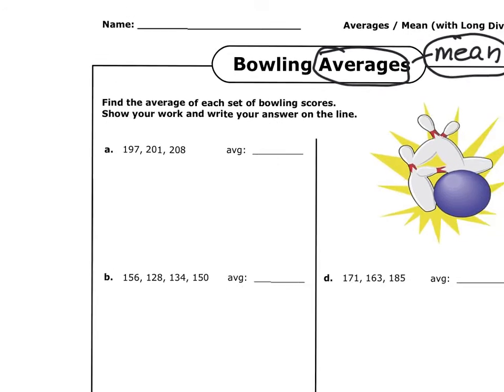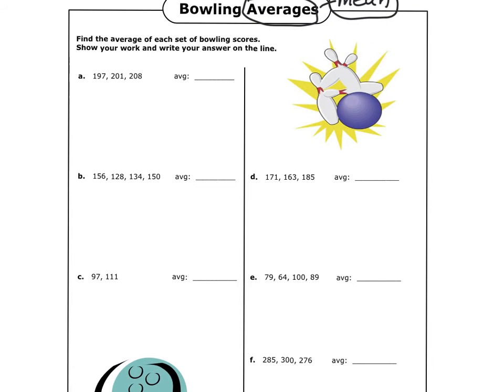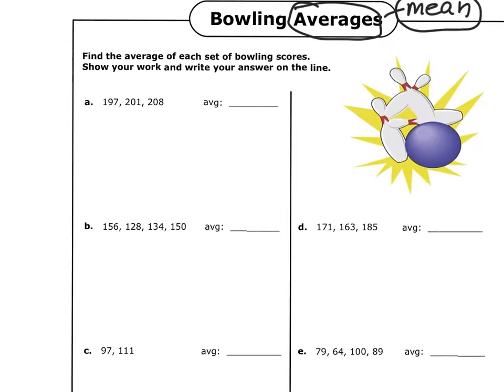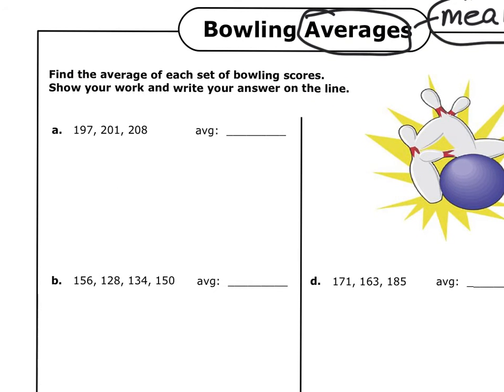There aren't that many on here, so I'm going to go over the 2 steps that we need to do, and I'm probably only going to do one together and then give a couple of clues because I think you guys will catch on pretty quickly. All right, so step 1 is always just to add my scores. So step 1 is to add all the scores.